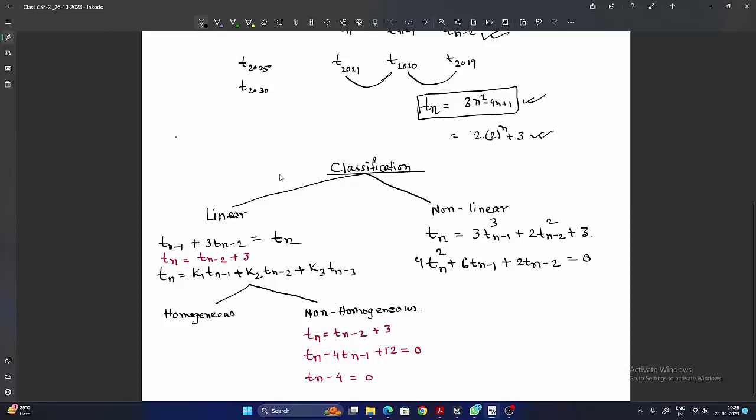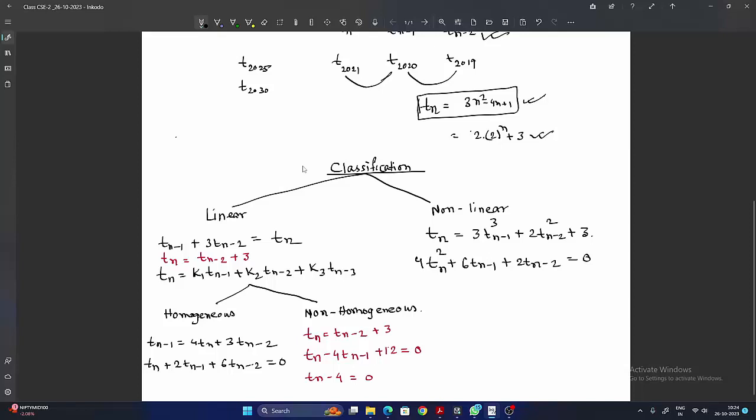That means all of these: t of n minus 1 is equal to 4 t of n plus 3 t of n minus 2, or maybe t of n plus 2 t of n minus 1 plus 6 t of n minus 2 is equal to 0. All of these are homogeneous expressions, because you can see there are only terms of degree 1. Okay, so is this classification clear to everyone? Homogeneous and non-homogeneous? Yes, sir. Okay. So now we are going to solve that.